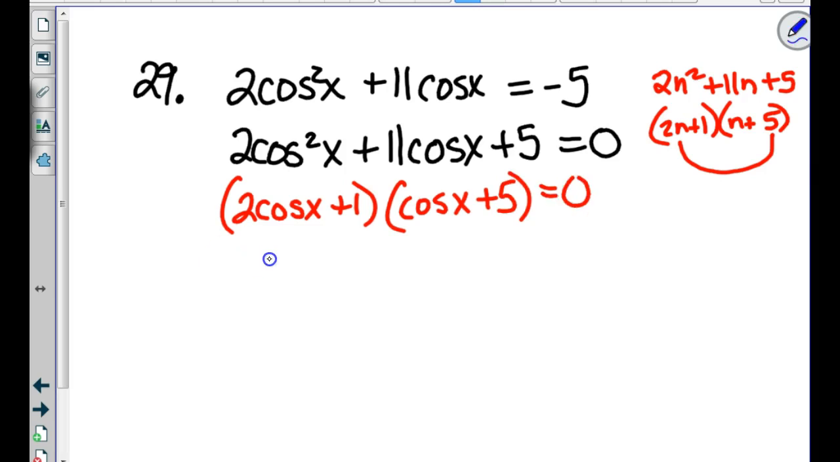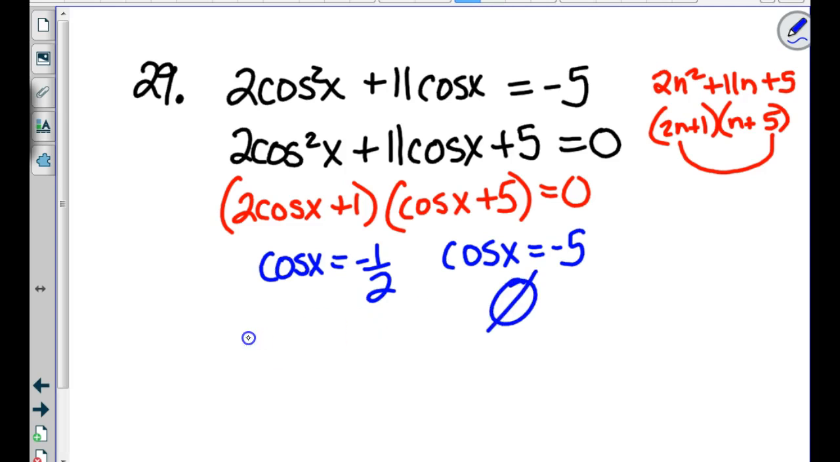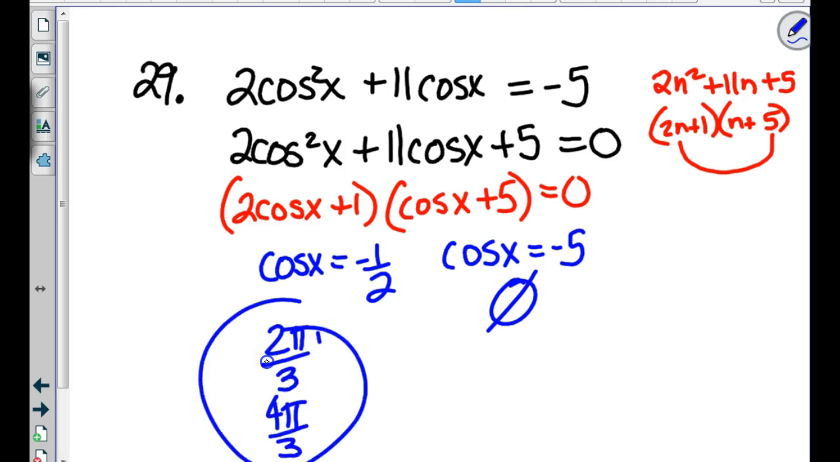Okay, then we plug in and take your turn being equal to 0. So this one becomes the cosine is negative 1/2, and this one becomes the cosine is negative 5. Yep, negative 5 can't happen. Good job. So the cosine is negative 1/2 at, I think we just did this, 2 pi over 3 and 4 pi over 3, and we're done because of the directions.